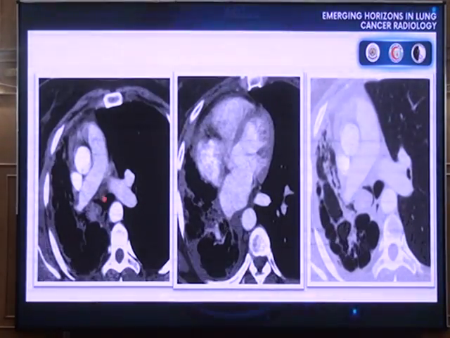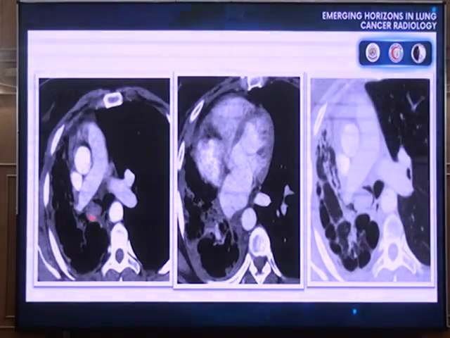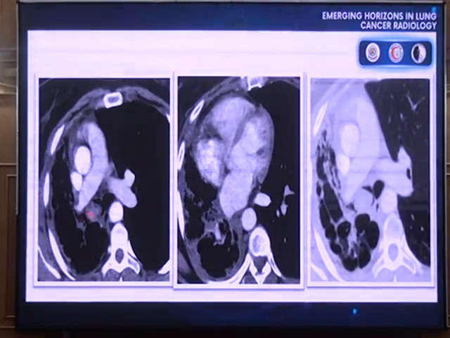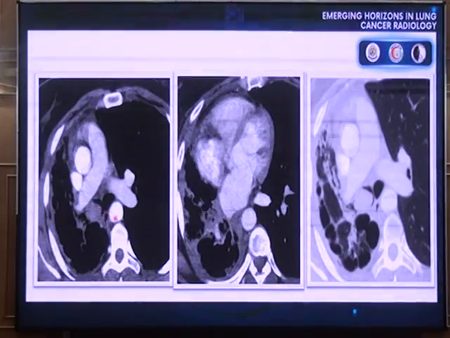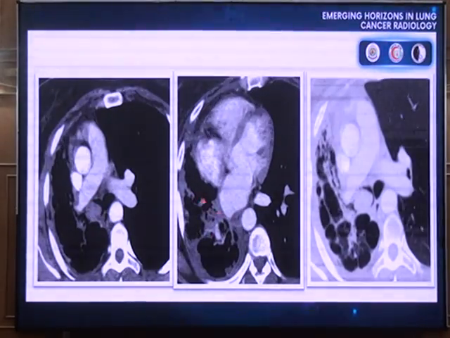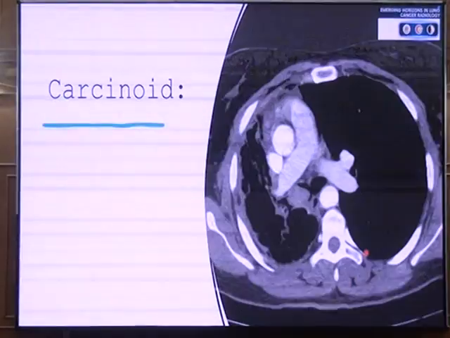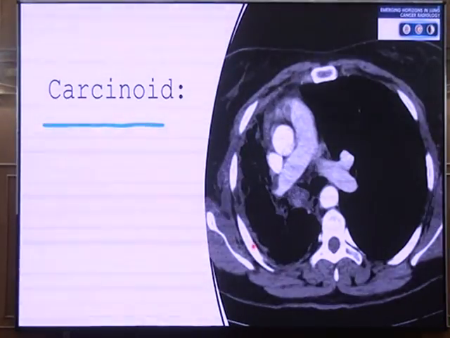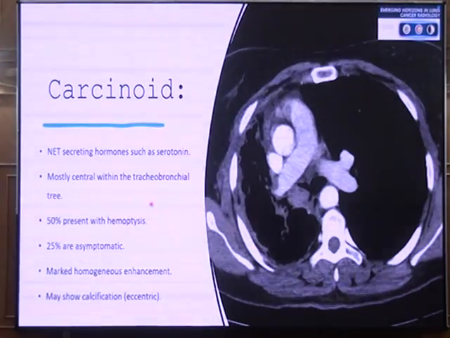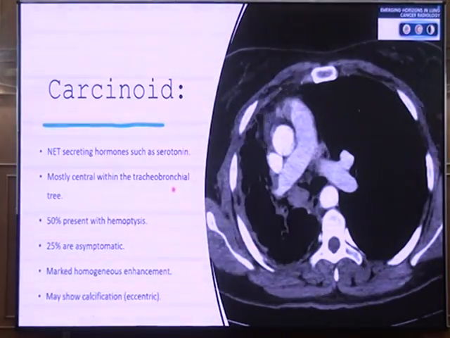Another lesion here, as you see, a well circumscribed lesion seen within the right main bronchus. The lesion is homogeneously enhancing and associated with atelectatic changes and air trapping changes. And this lesion was pathologically proven to be a carcinoid tumor, which is a neuroendocrine tumor characterized by hormone secretion.